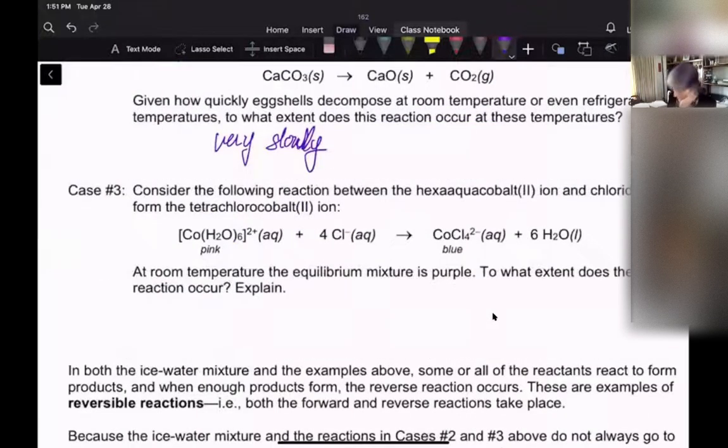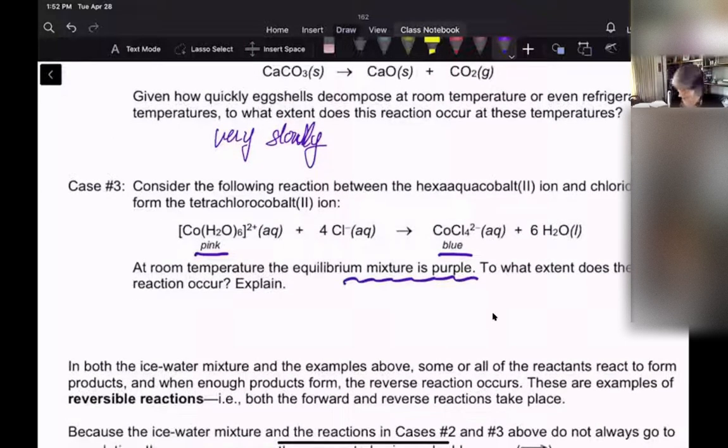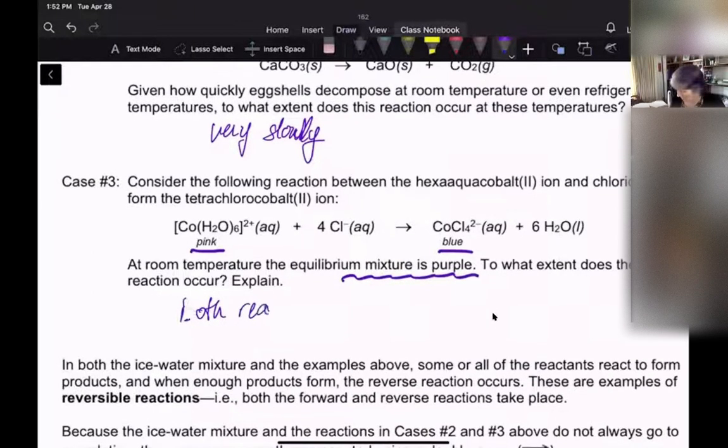Sometimes this one's a demo we use too. Cobalt +2 complex. Then the reactant side, it's pink, and the product side, it's blue. And I'll probably find some videos using this one. They're all over. Okay. And at equilibrium, the mixture is purple. So what does that tell us? Well, it tells us that both reactants and products are present at the end.